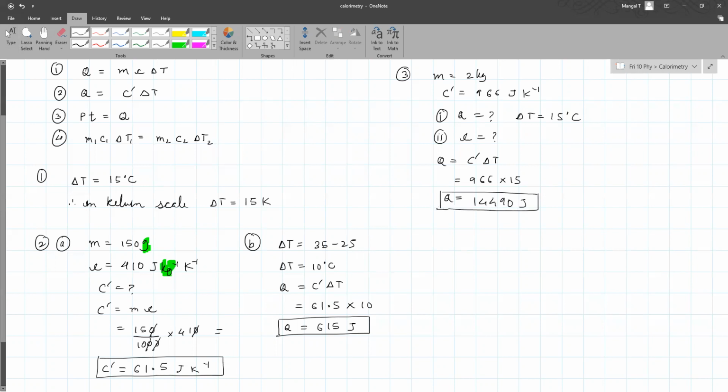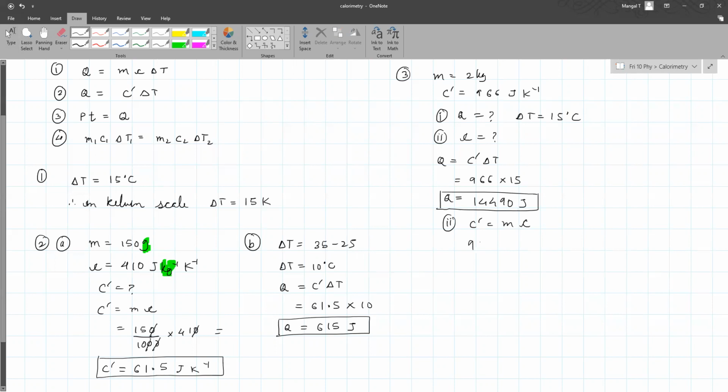Yes, Miloy. So what is PT equals to Q? That is power into time, that is energy. Answer Q is the heat energy. Okay.